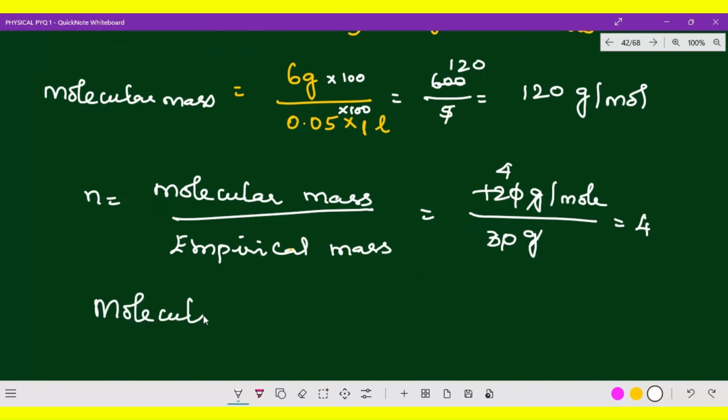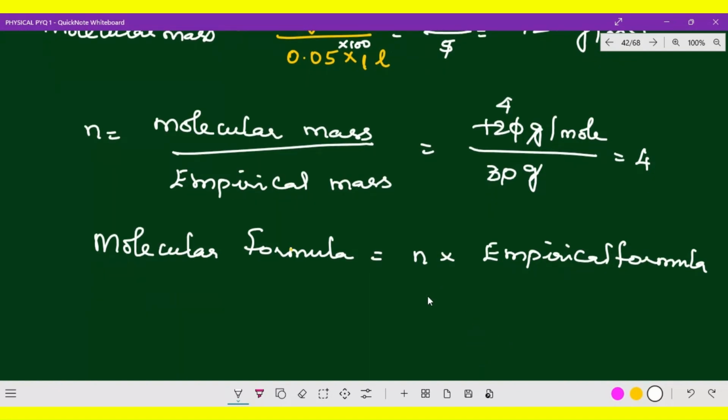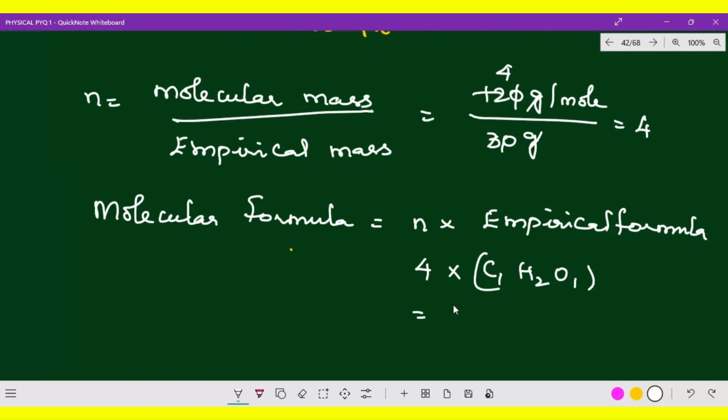So molecular formula, that is only we want, right? Molecular formula. So n into empirical formula. So n equal to what it is, 4, right? 4 into C1H2O1, this is whole. So what is that final answer here? So C4H8O4. So this is the molecular formula.